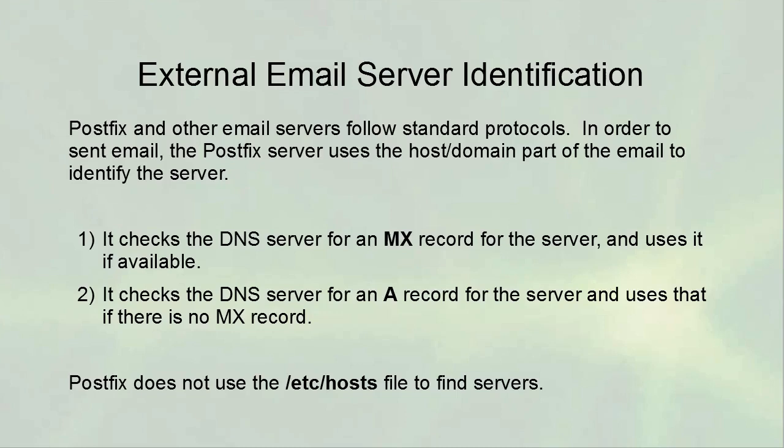So it looks for example.com, and if it finds an MX record, it will use that. If it doesn't, it will use the A record, and if it doesn't find that, it will not send the mail. So it does not use the /etc/hosts file, so don't try to make that work. It just doesn't work. It refuses to do that. So you want to make sure you can use your DNS service, which means you have to have it configured.